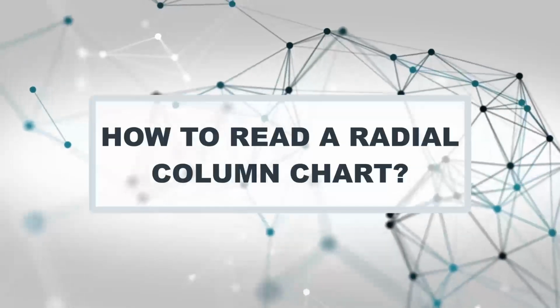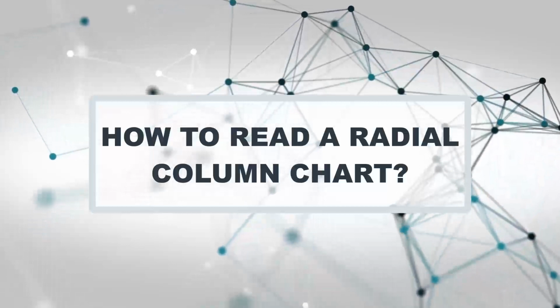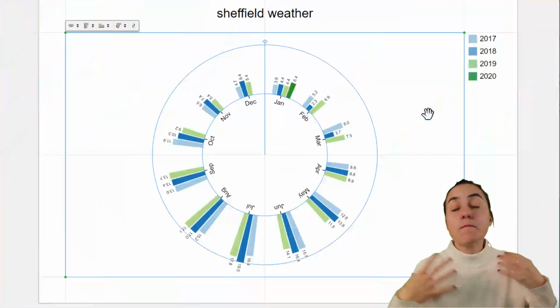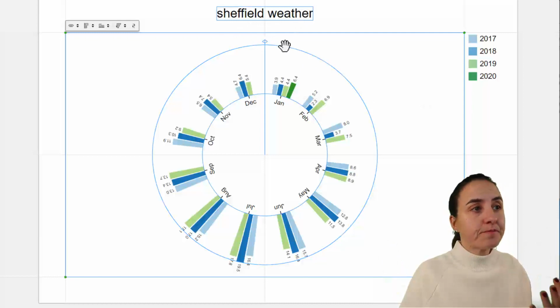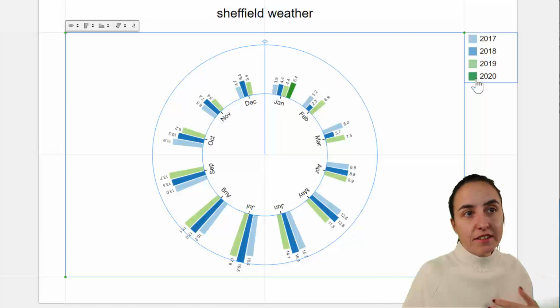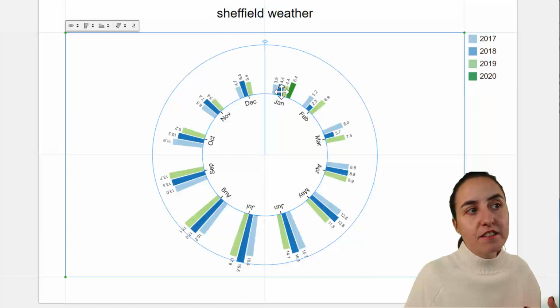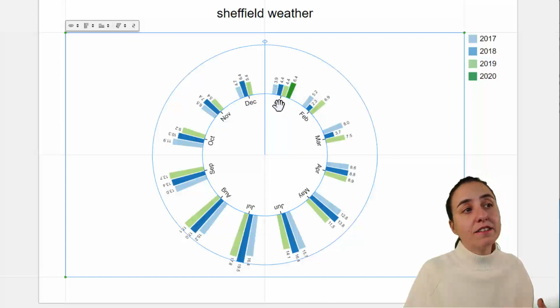Okay, so how do we read a radial column chart? This is Sheffield weather, and each bar, it says on the legend, is each year. So the light blue is 2017, 18, 19, and 2020. And this is by month. So this is all the Januaries of those years, okay?